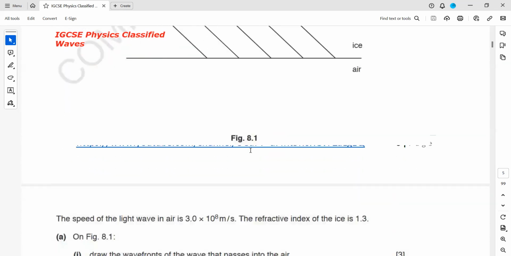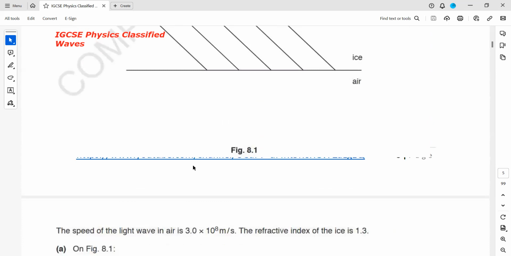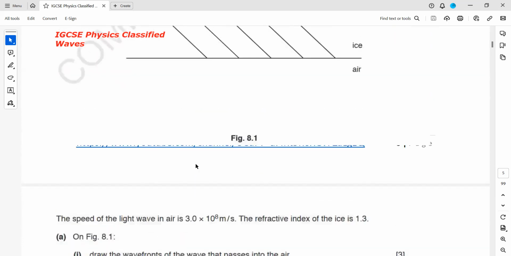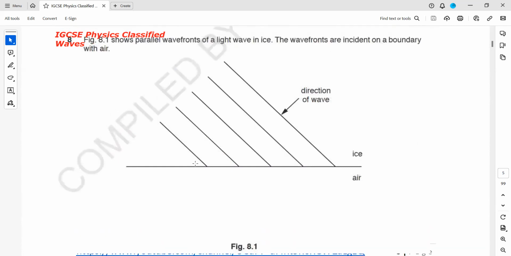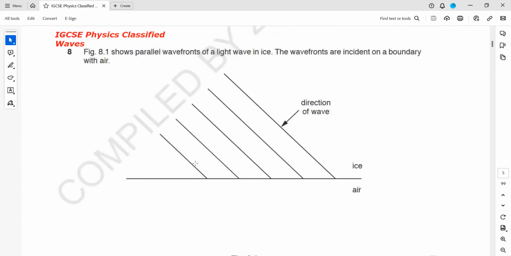First thing, when light travels from ice to air, what happens to the speed of light? Increase or decrease? It increases. So we have to draw the wavefronts. If I draw the wavefront the same, it means it has the same speed. If the speed decreases, then it should lag behind. But the speed of light is increasing, so it should move ahead. So these are the refracted wavefronts because the speed of light has increased.